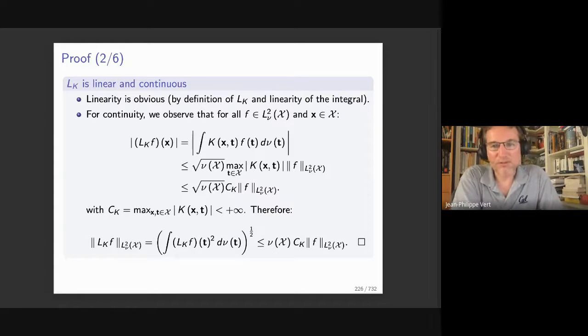Right, so finally, the important thing here is to get this upper bound: the Lkf norm is smaller than a constant times the f norm, which allows us to conclude that Lk is a continuous linear operator from L2 to itself.